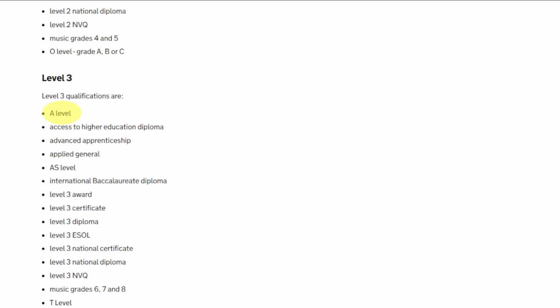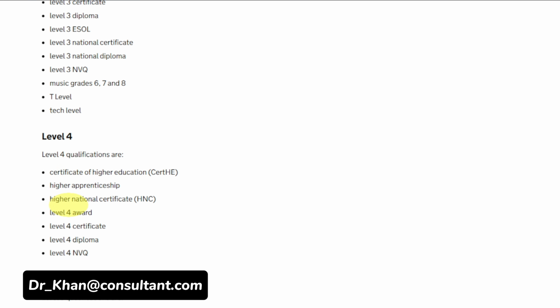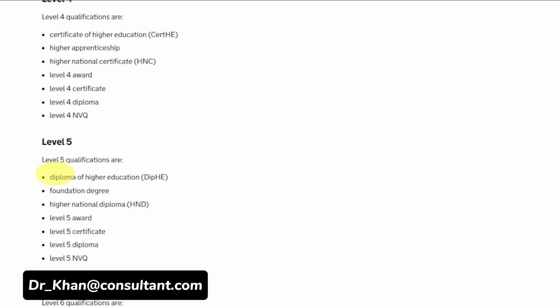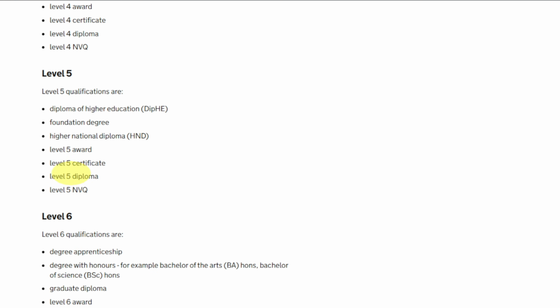Level 3 is A level. If you have done higher secondary in your home country or you have done college, that might be equivalent to level 3. Then we have level 4, which includes the certificate of higher education. For example, if you have done a level 4 diploma, that comes in this. Level 5 is the diploma of higher education, foundation degree, level 5 award, level 5 certificate. These are all level 5, as is the HND, higher national diploma.